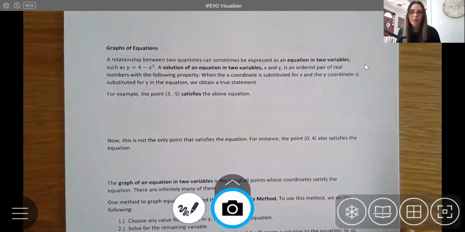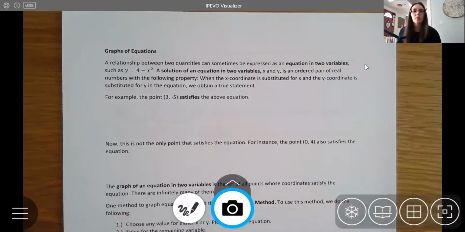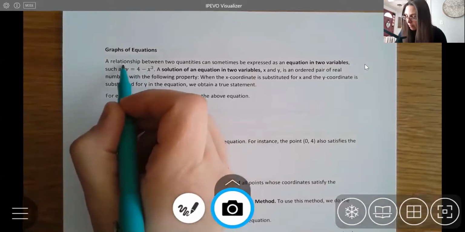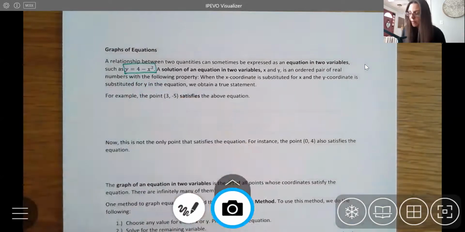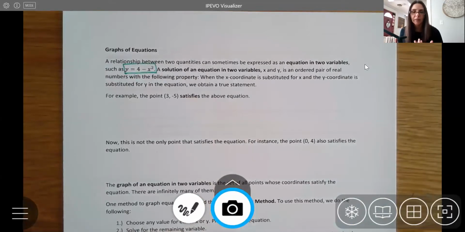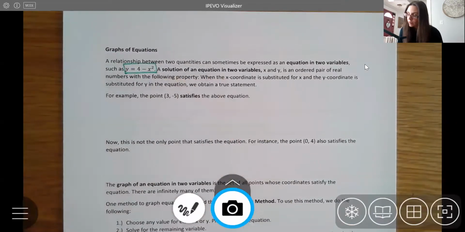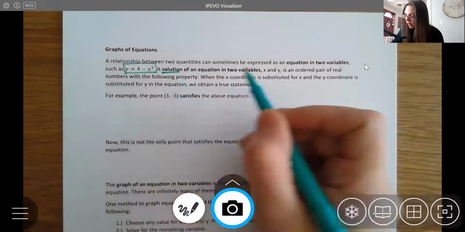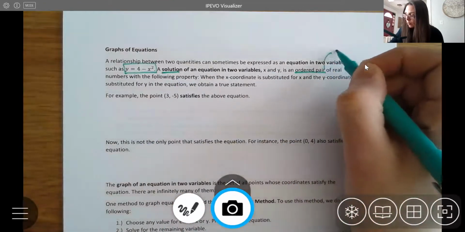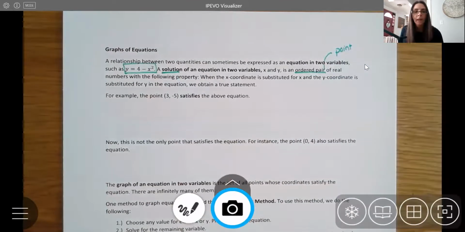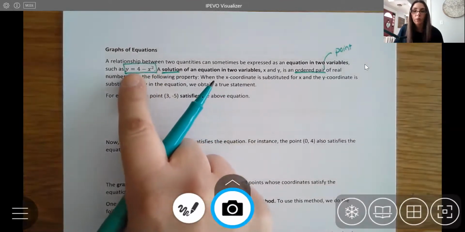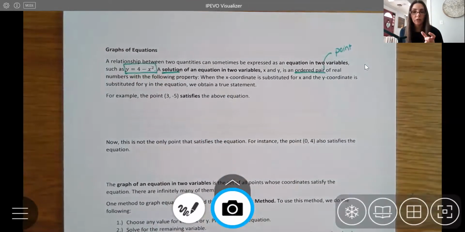All right, so let's actually look into graphing equations now. The relationship between two quantities can sometimes be expressed as an equation in two variables. So as an example, you have y equals 4 minus x squared. So we have a relationship between the x and the y, and we're using an equation to express that and show how they're related. The solution of an equation in two variables, x and y, is an ordered pair. So you do need an ordered pair. And remember, an ordered pair is the same thing as a point. Because you have two variables, right? You have an x and a y, so I need a value for both of those to make a solution.